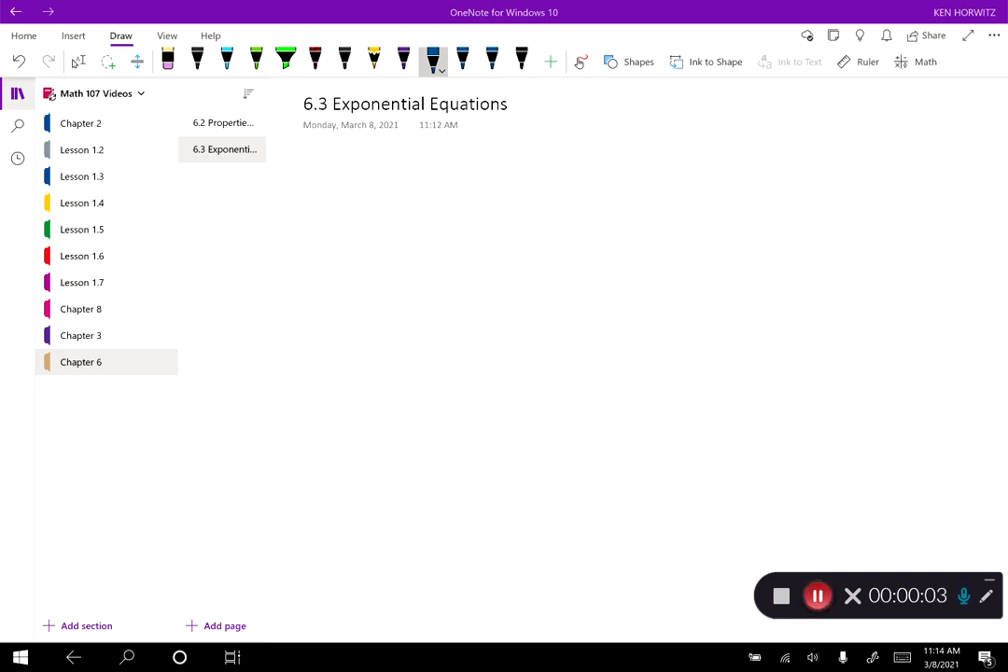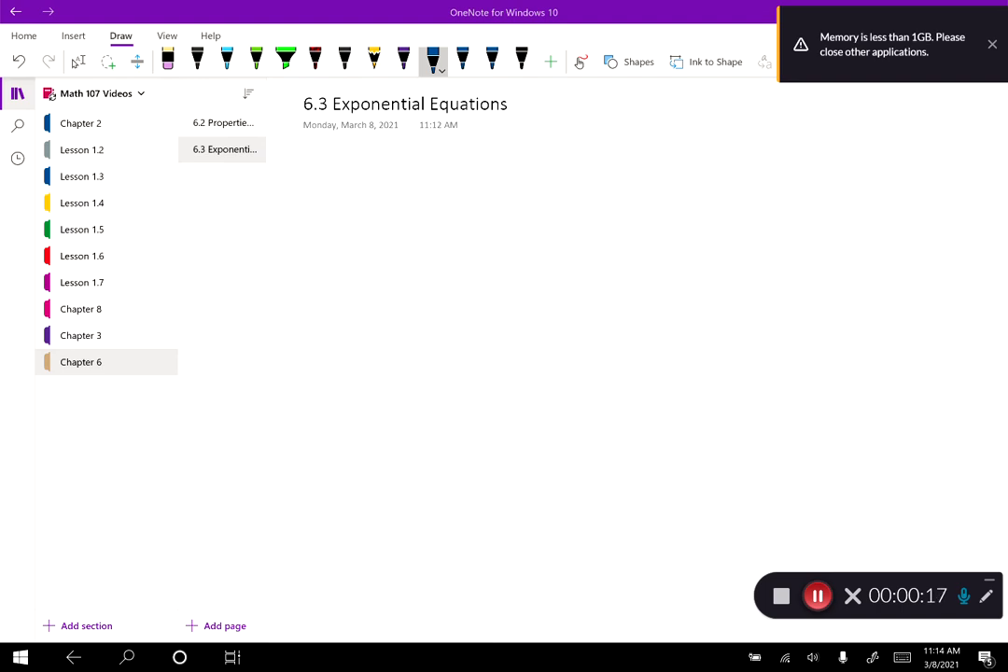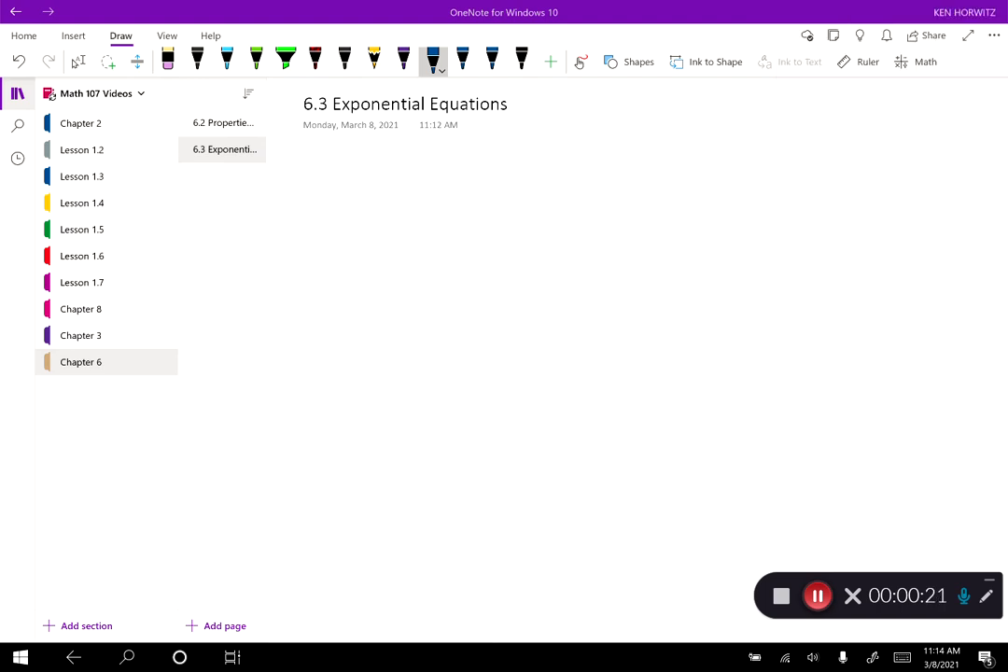Welcome back, everybody. Today we're going to talk about exponential equations, and we have two objectives. Our first objective is to solve exponential equations with like bases, and then our second is to see about solving exponential equations with unlike bases. All right? But first we need to talk about what an exponential equation is.